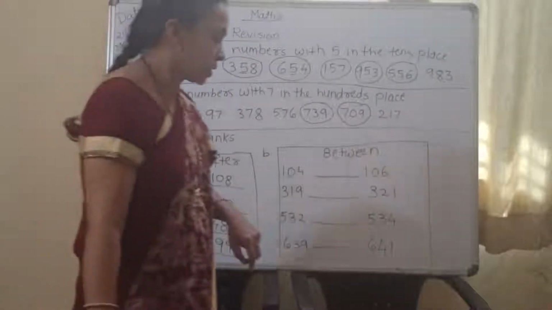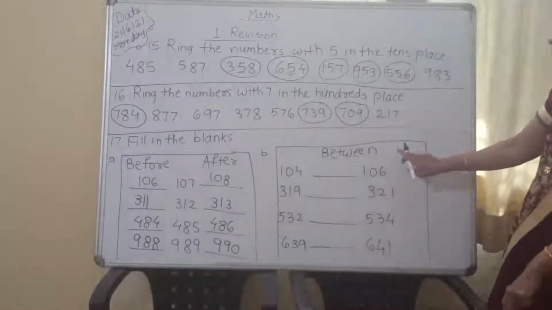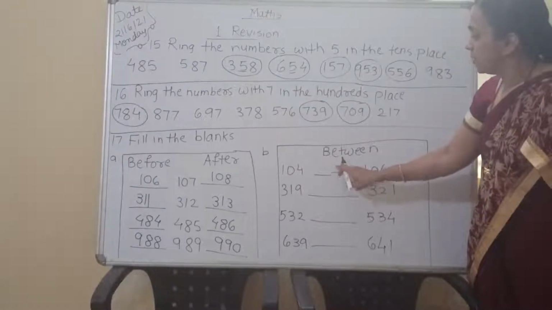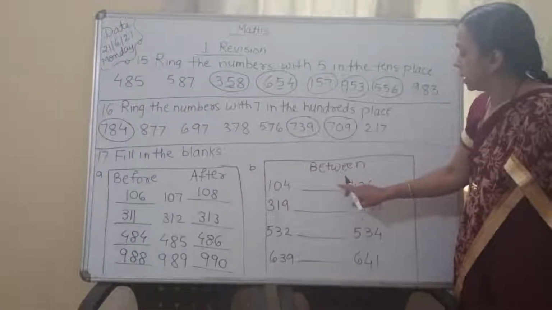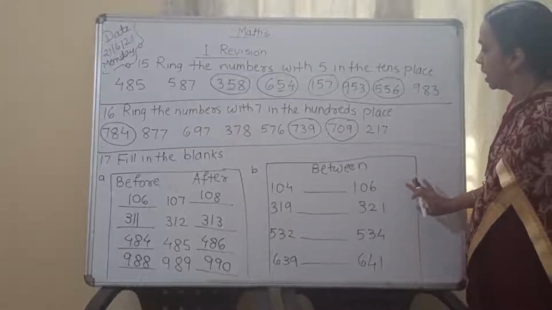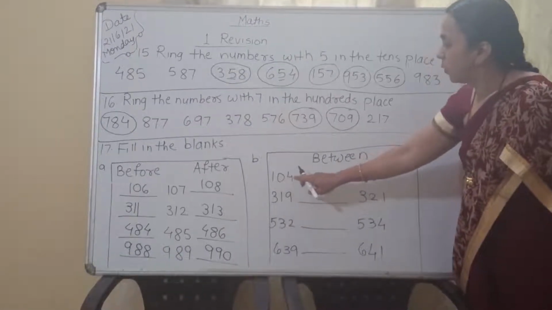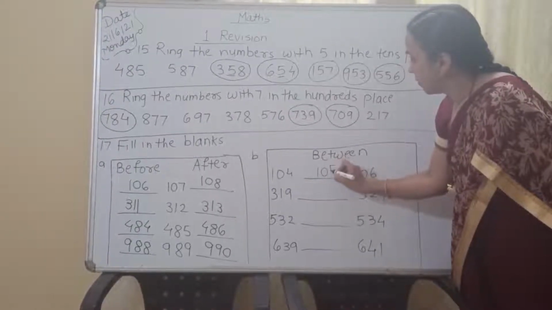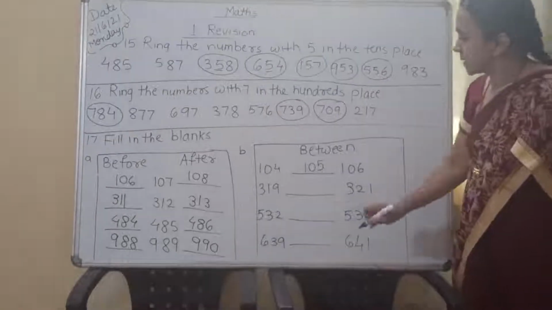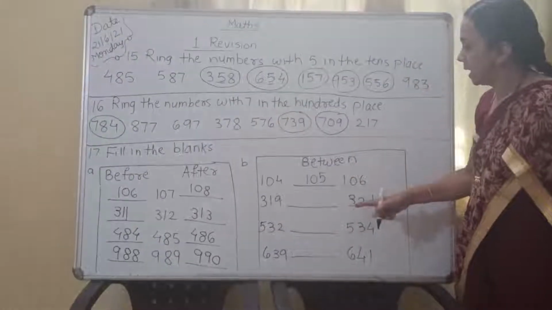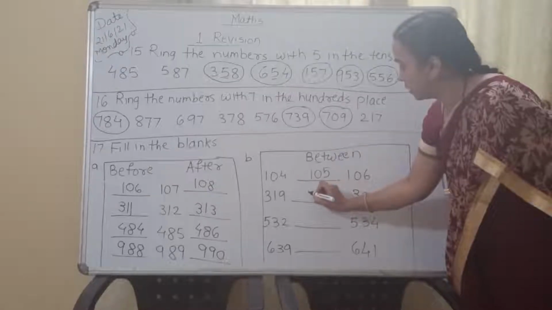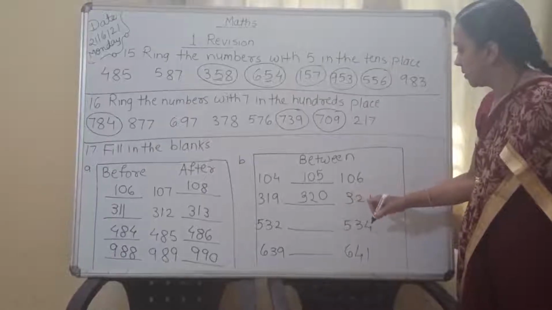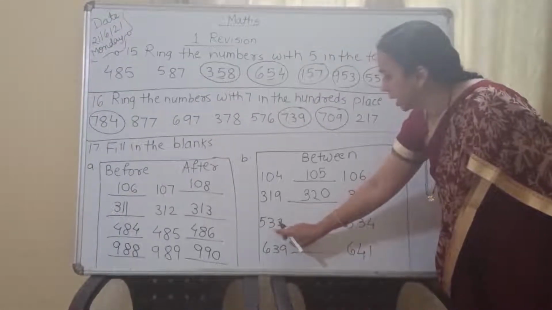Now see, big question is what? Between. See, this number, this side is given. Between, we have to find out the between number, and then this number is also given. So 104. After 104, which number is there? 105. And then 106. Then 319. After this 319, which number is there? 320. Then 321.